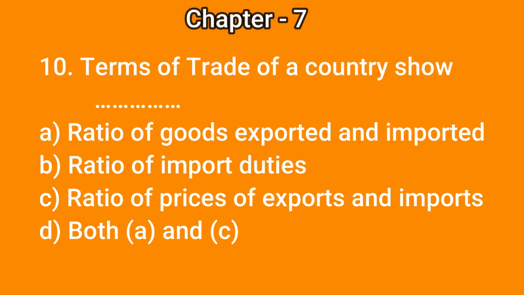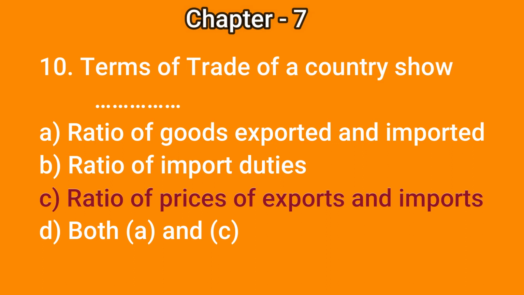Question number 10. Terms of trade of a country show dash. A. Ratio of goods exported and imported. B. Ratio of imported duties. C. Ratio of prices of exports and imports. D. Both A and B. The correct answer is C. Ratio of prices of exports and imports.